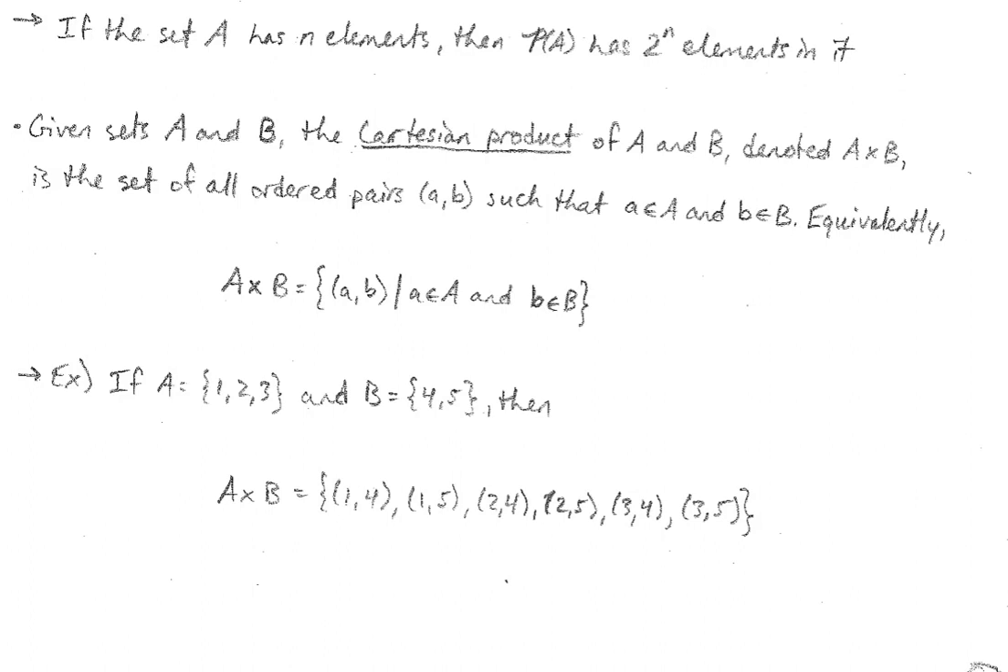How would you know how many elements are in this set? Well, if A has m elements, and if B has n elements, then A cross B will have m times n guys. There. M times n guys.